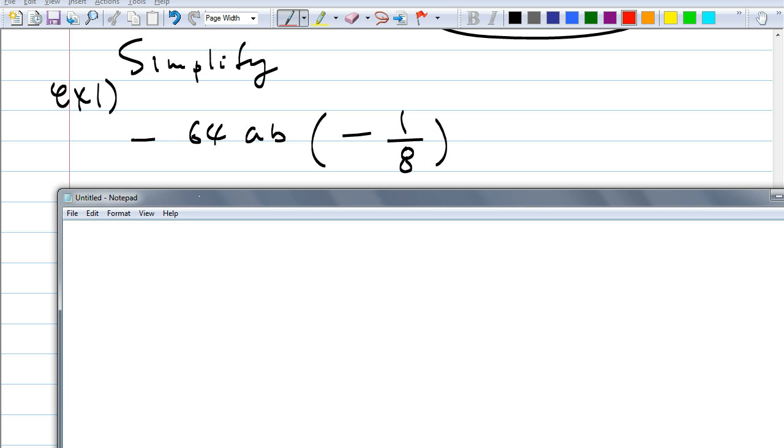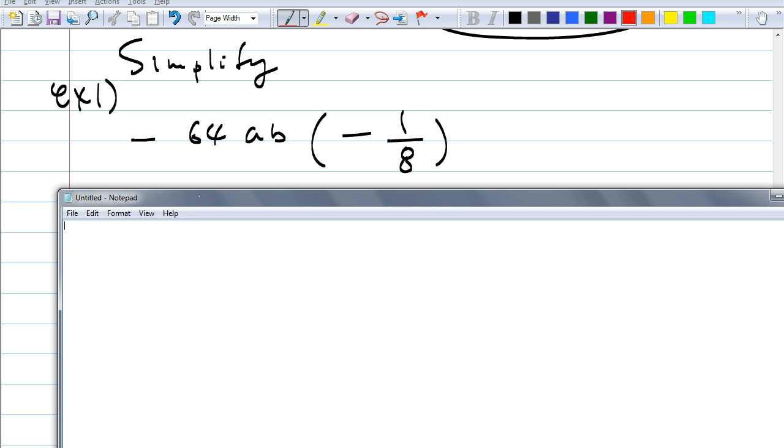How about Eunice? What do you think? What do you see? That's okay. What would you do? Exactly. Could we gather the negative 64 and negative 1/8? Could we multiply those together? What property allows us to change the order here?